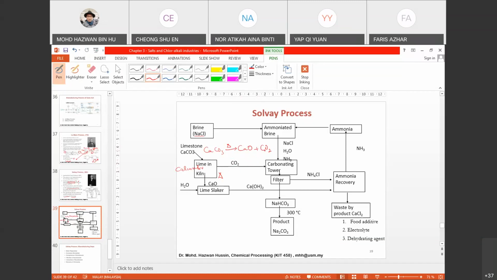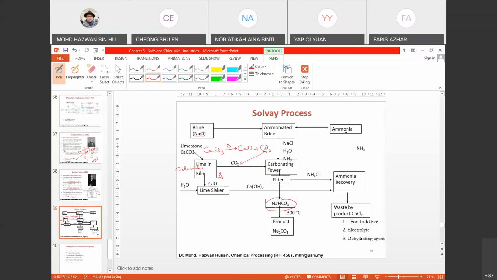So this is needed. If it goes into the carbonating tower, it will be heated, and then it will produce a product. Sorry, the product that you will use later on will be filtered, and then the residue over here is basically ammonium chloride. Okay, ammonium chloride will later be used for the ammonia recovery. The product that you produce over here is basically sodium hydrogen carbonate or sodium bicarbonate.